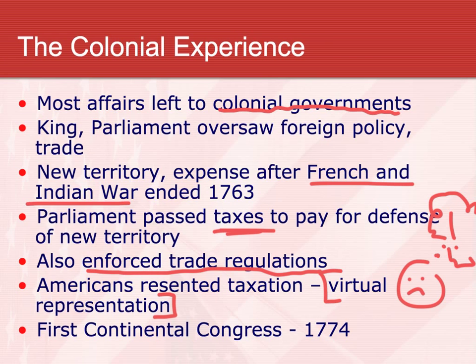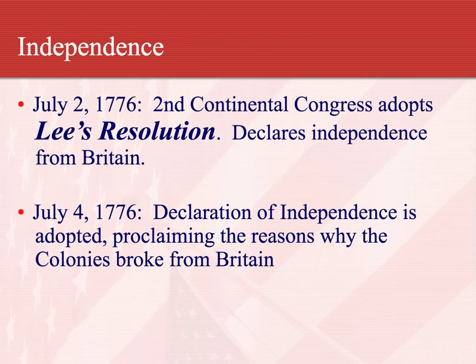And so they call together different things. The First Continental Congress meets in 1774. They talk about some sort of organization, but they don't really. Along comes independence. And again, we're skimming over some American history here, but this gives you the big idea. On July 2nd of 1776, the Second Continental Congress adopts the resolution put forth by a guy named Richard Henry Lee from Virginia, and that declares independence from Britain. Ironically, this is the date that John Adams always thought we should celebrate. July 2nd, we declared our independence. That's it. But the date that we actually celebrate is July 4th.